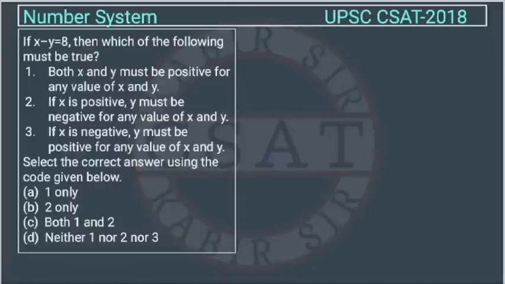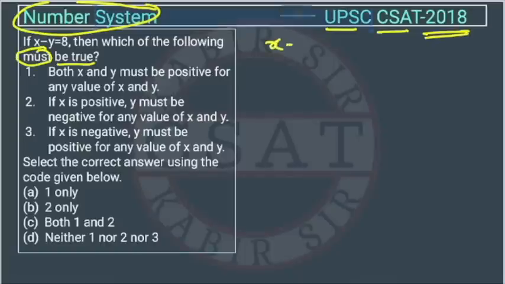This is a question from the number system chapter asked by UPSC in the CSAT paper of 2018. If x minus y is equal to 8, then which one of the following must be true? So what they have given is x minus y is 8, right. Now the first statement is both x and y must be positive. So the first statement is saying that x and y must be positive for any value of x and y.